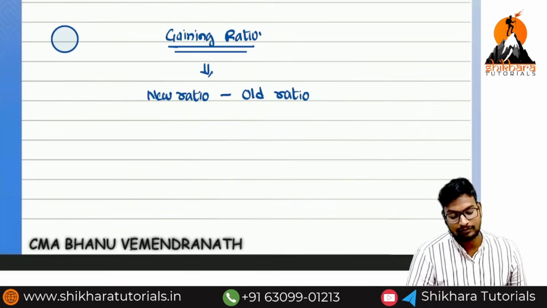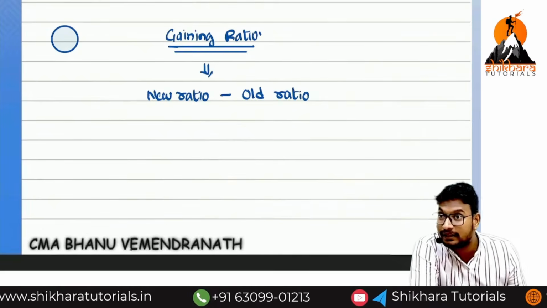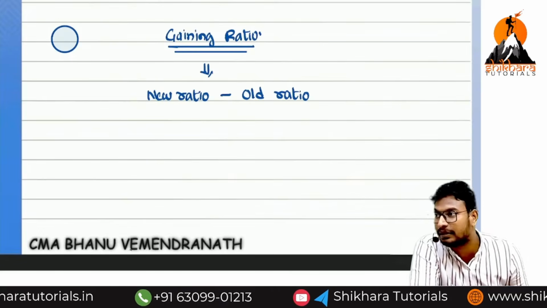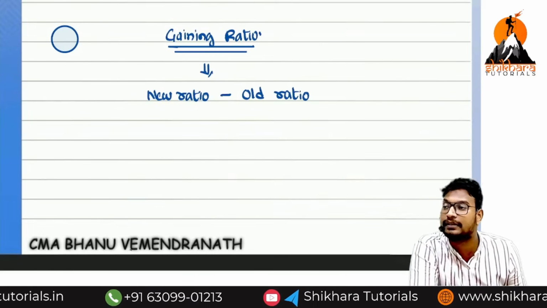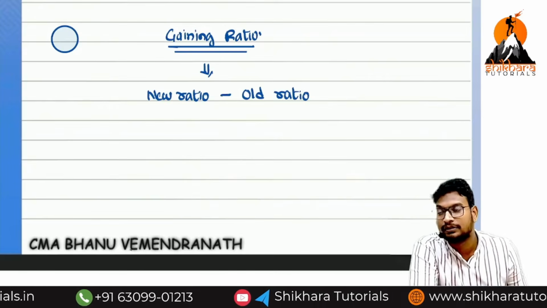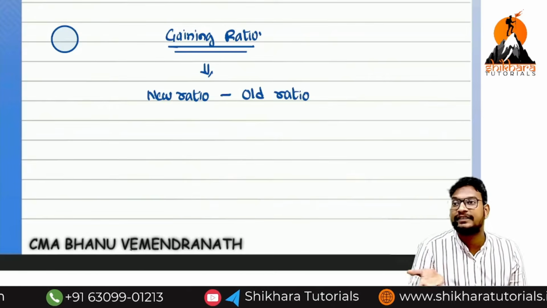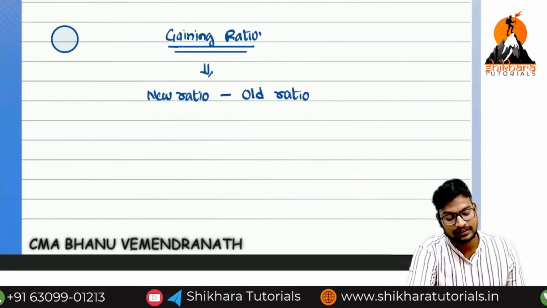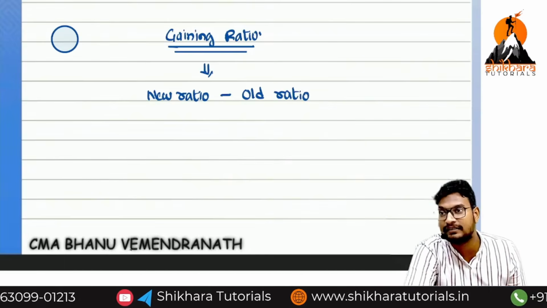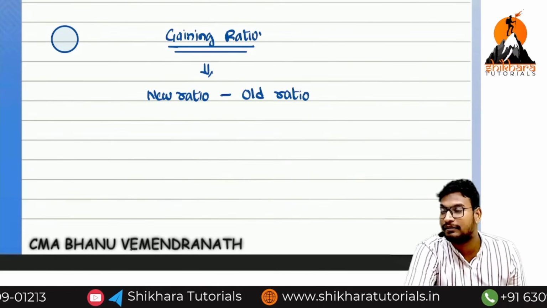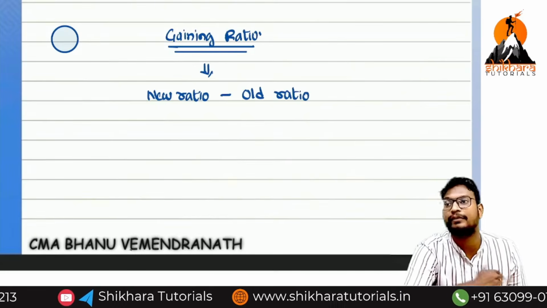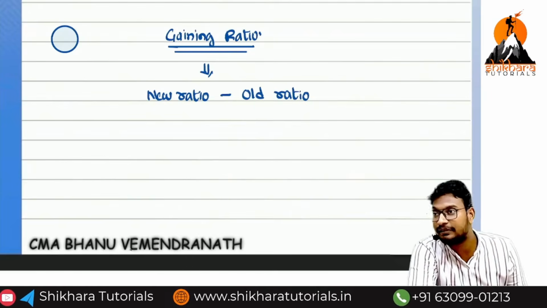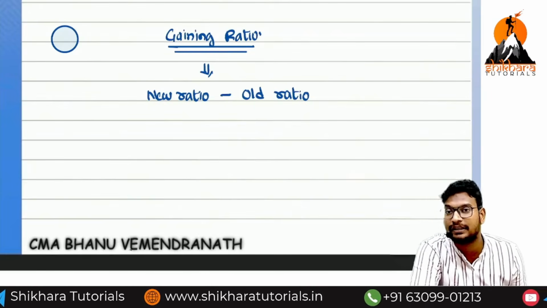So gaining ratio. Here the gaining partners need to give the goodwill to the retiring partners. Who need to give, ma? Gaining partners need to give to the retiring partner. So that means retiring partner capital will increase or decrease? Increase. Which partner's capital will decrease, Amma? Gaining partners' capital will decrease. What is the journal entry we'll get now? Gaining partners account debited to retiring partners.